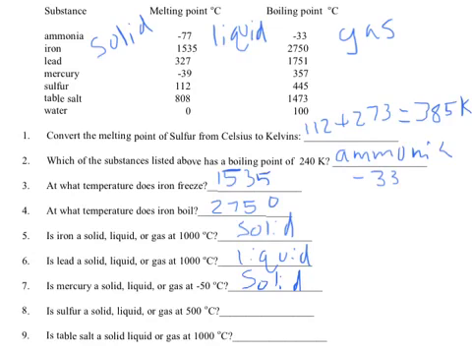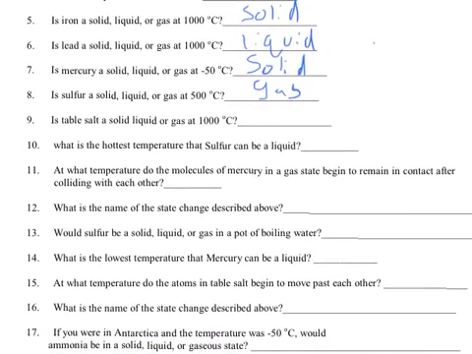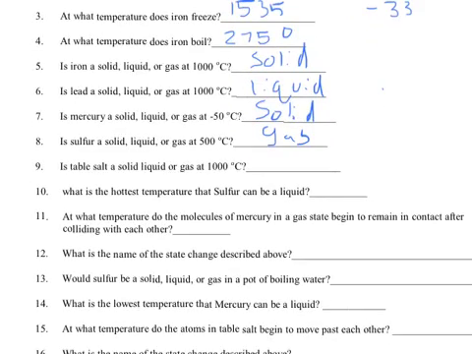And then the next one says, would sulfur be a solid, liquid, or gas at 500? So here's sulfur, and 500 is up here, so the answer is it would be a gas. All right, let me look up here further. Okay, so is table salt a solid, liquid, or gas at 1,000 degrees? So here is table salt. Think of a number line. 1,000 is here, so the answer is going to be liquid.